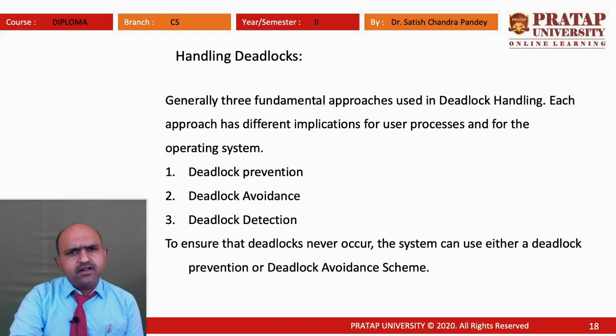How to handle deadlock? Generally, three fundamental approaches are used in deadlock handling. Each approach has different implications for user processes and for the operating system. These three approaches are: first, deadlock prevention, second, deadlock avoidance, and third, deadlock detection. To ensure that deadlock never occurs, the system can use either a deadlock prevention or deadlock avoidance scheme.